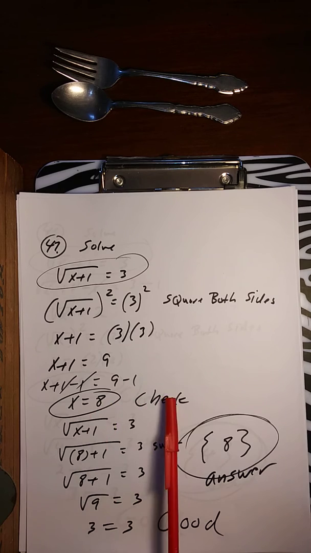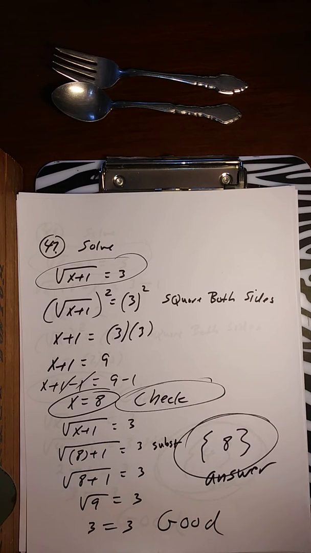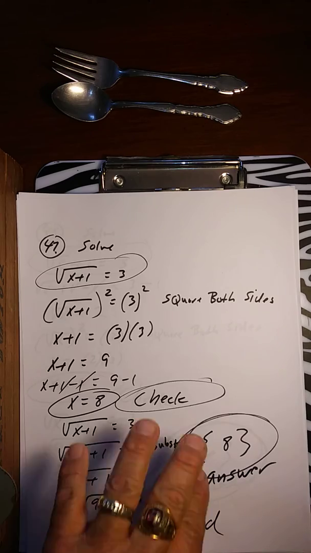Check this. Does that work? I don't know. Let's find out. Put it in there. So, put the 8 in there. 8 plus 1 is 9. Square root of 9 is 3. And then this is a 3. So 3 and 3, are they matching? Yes. So good. The answer is 8.